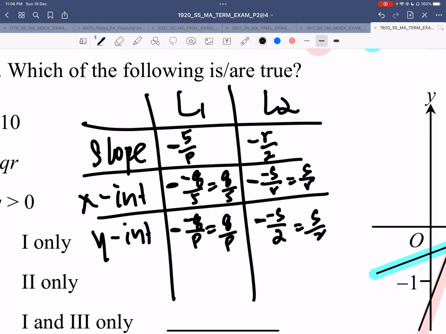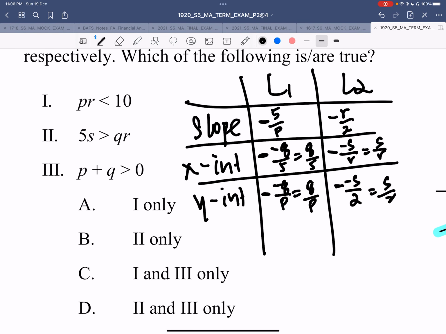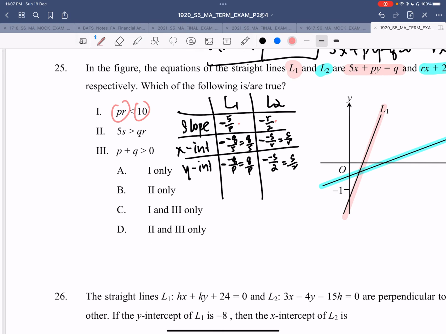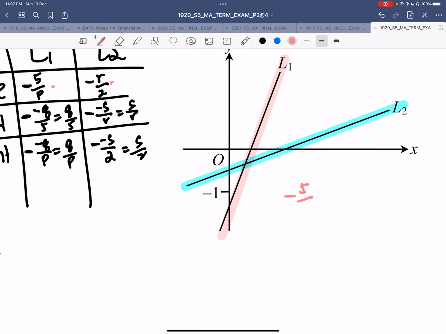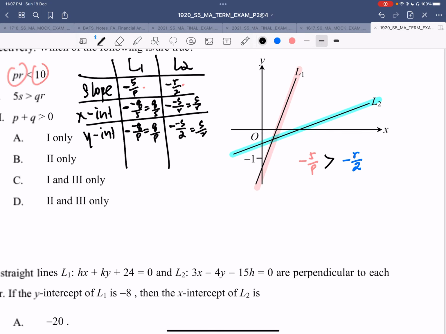All right, and then after we have made this, we can actually compare. Oh, so you can see options with PR, which ones have PR? So this one we have P and R. Let's compare the slopes between L1 and L2. All right, so the slope of L1 is negative 5 over P, and the slope of L2 is negative R over 2. Which one is larger? The slope of L1 is larger than the slope of L2. Okay, and then let's solve this inequality.